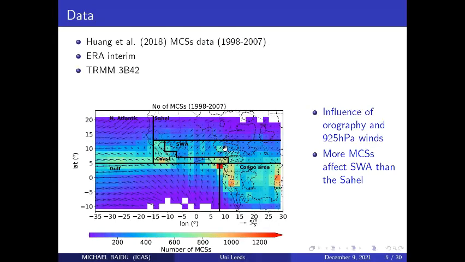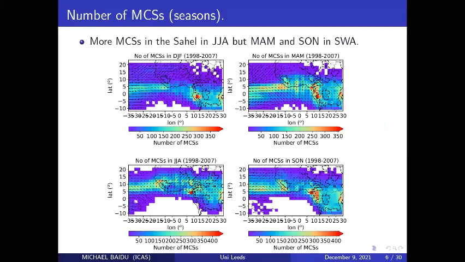So what you see when you look at this is that most of the storms are occurring around regions of high orography, and also are influenced by the near surface winds, which are the winds that mainly bring in the monsoon flow. So more MCSs generally affect the region. We look at this for different seasons.